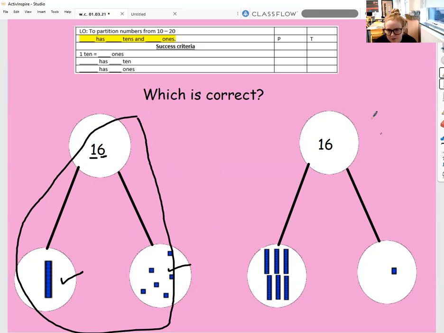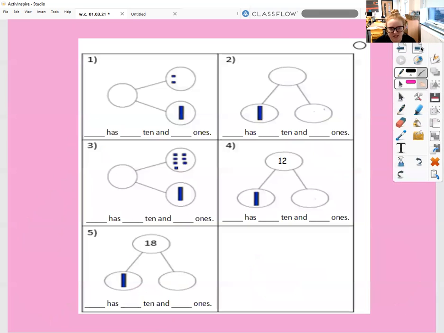Let's have a look at this number. This number says 16 is 1 ten and 6 ones. So which are my tens? These are my tens. And I've got 1, 2, 3, 4, 5, 6 tens. How many tens do I need to represent 16? I need 1 ten, so this is not correct. And how many ones do I need to represent 16? I need 6 ones, and I only have 1 one, so this is incorrect. I think somebody here got their tens and ones mixed up, and they thought these were their ones and these were their tens, but they were incorrect. So this is the correct representation.